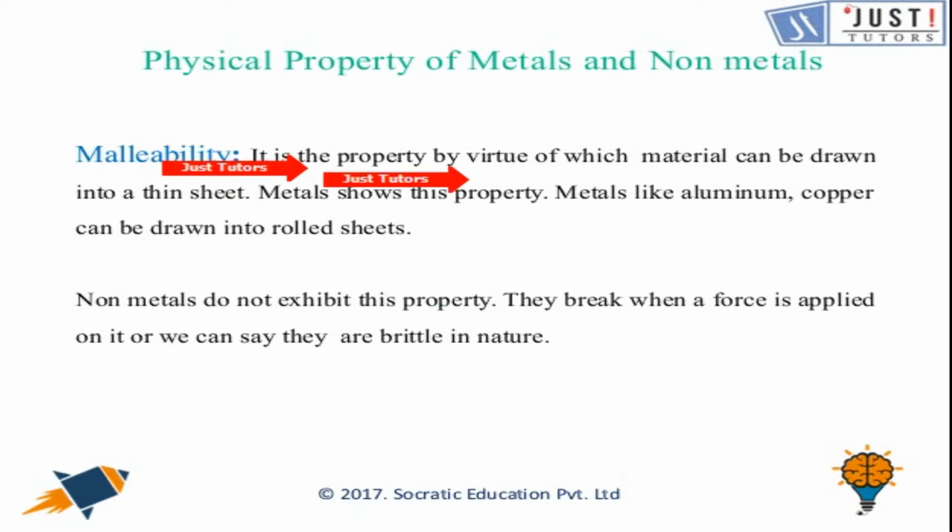Malleability. It is the property by virtue of which material can be drawn into a thin sheet. Metal shows this property. Metals like aluminium, copper can be drawn into a rolled sheet. Non-metal do not exhibit this property. They break when a force is applied on it, or we can say they are brittle by nature. So this is about malleability here.